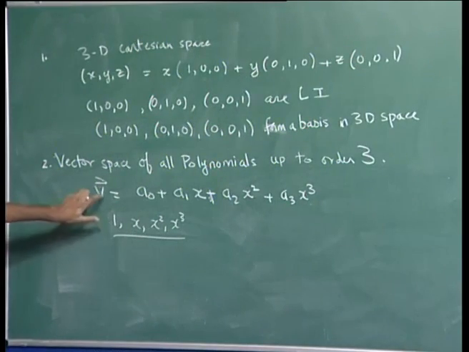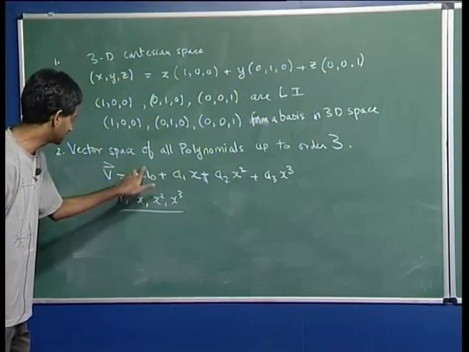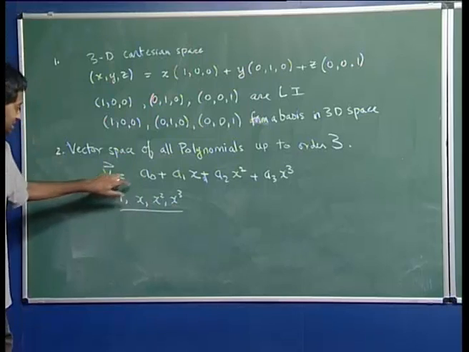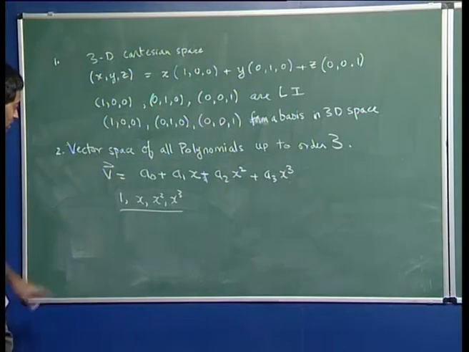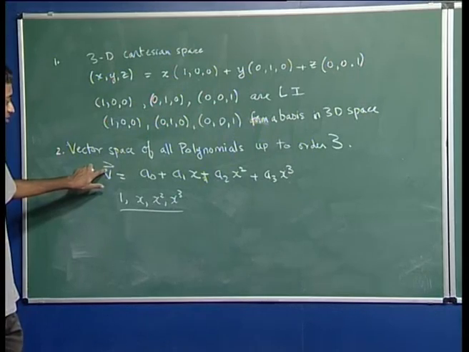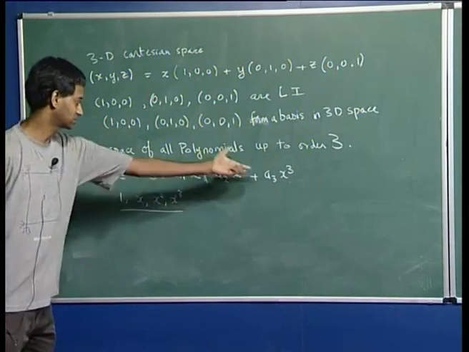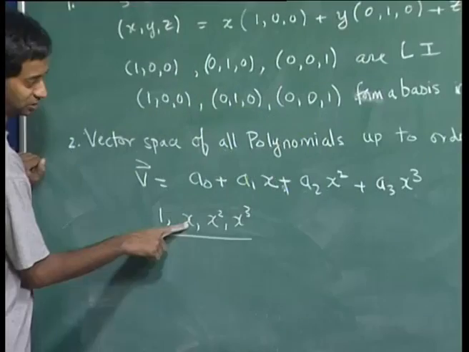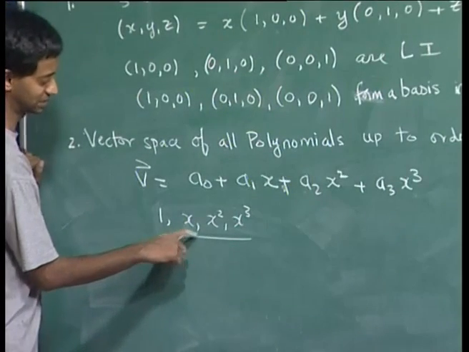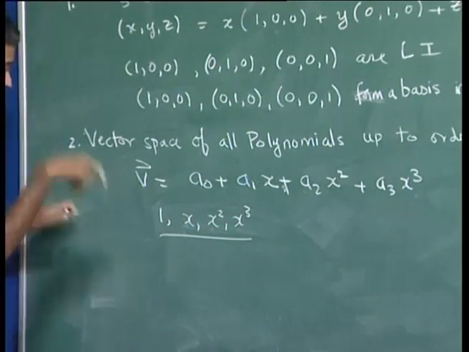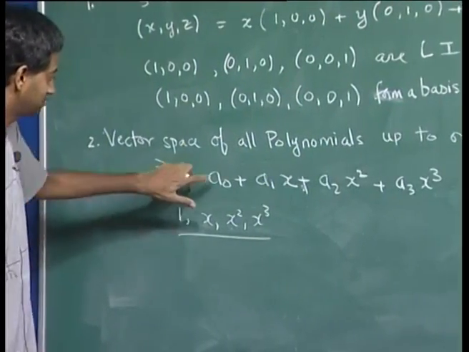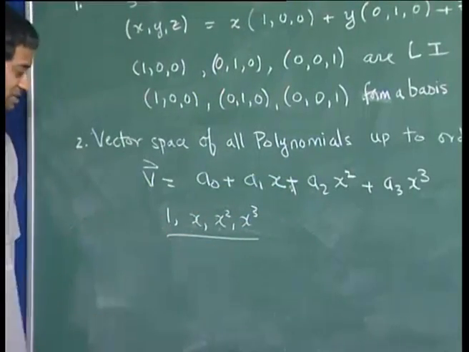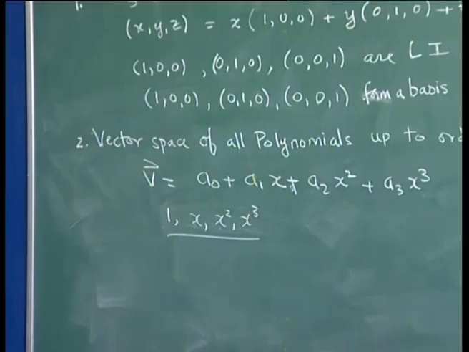You can easily see that 1 is a vector, because 1 can be written as 1 plus 0 x plus 0 x square plus 0 x cube. So, 1 implies a0 equal to 1 and all the other 3 are 0, and so that is also a polynomial of, well, not order 3, but it is less than or equal to order 3. So, it is order 0. x is also a polynomial whose order is less than or equal to 3, similarly for x square and similarly for x cube, and you can show that any vector can be written as a linear combination of these vectors. So, this forms a basis, and you can also show that these are linearly independent.